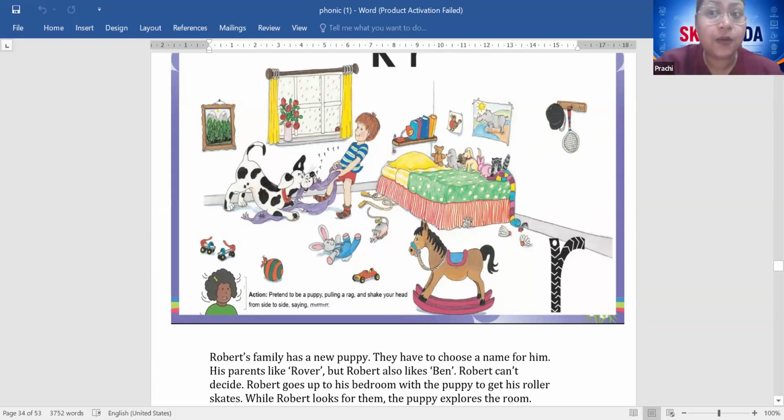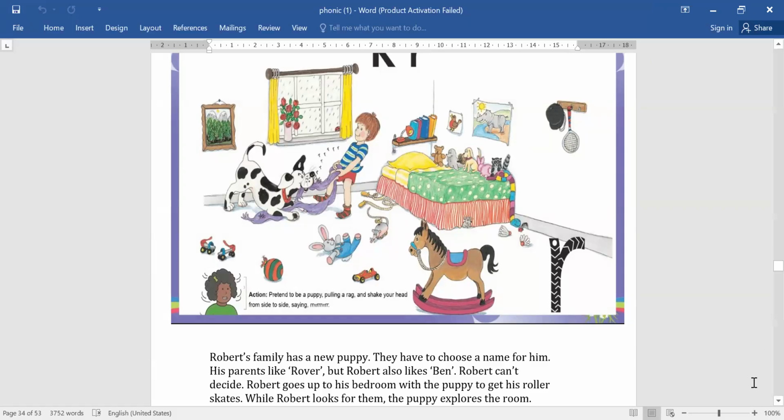Have you ever heard this sound? Yes, ma'am, we have. When the dog is on the snatching part, when he snatches something, at that time also he makes this sound. Before barking, he gives this kind of a sound.